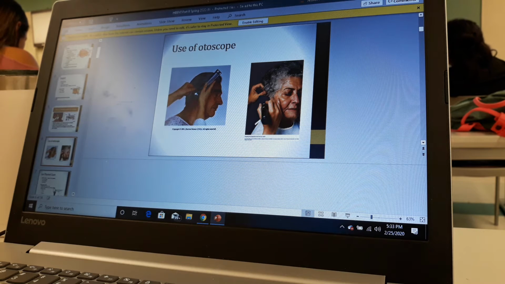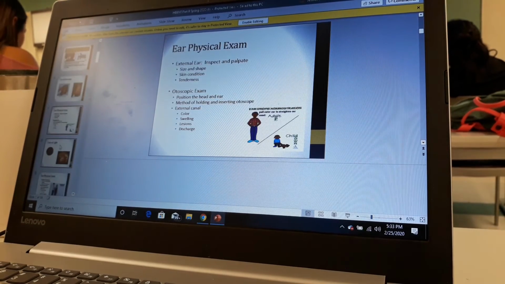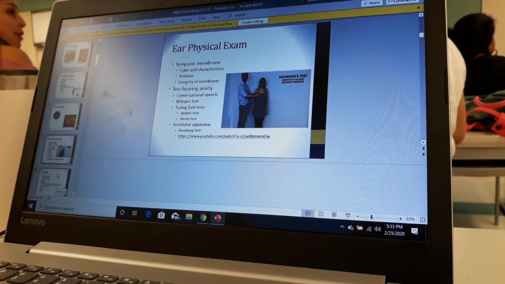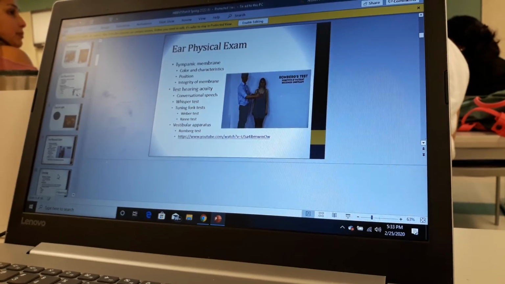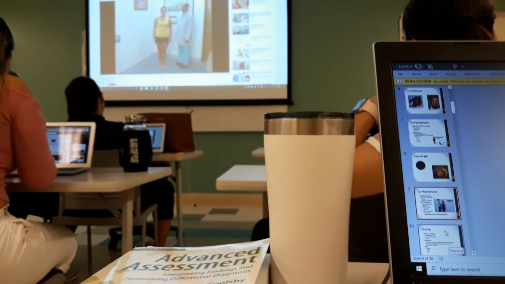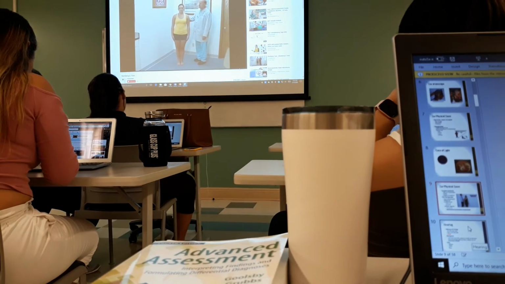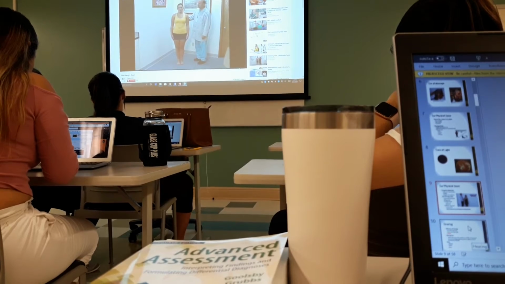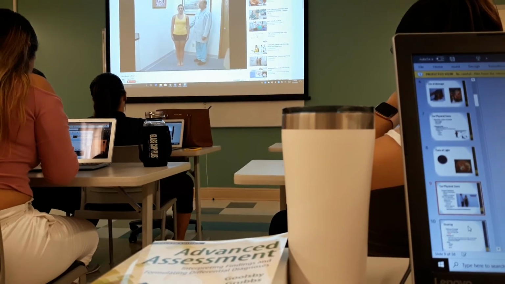Romberg's test is a check for proprioception, primarily lower body. I'm gonna have the patient look straight ahead with their feet together, hands to their side, and I'm gonna watch for excessive sway. Then I'm gonna have the patient close their eyes, and again, watching for excessive swaying, loss of balance. Open your eyes.